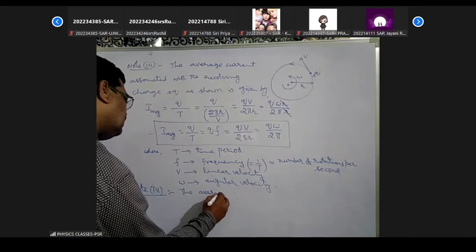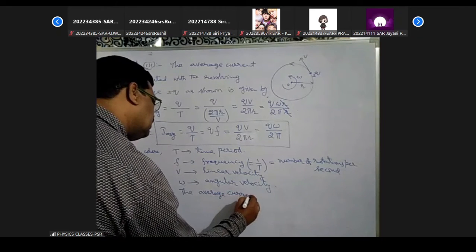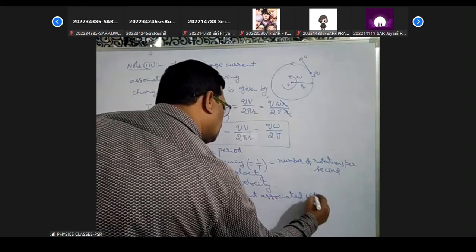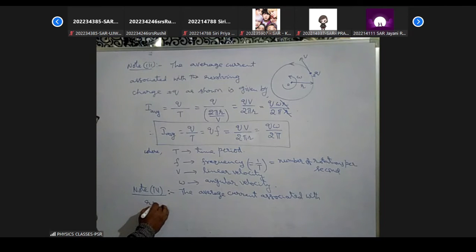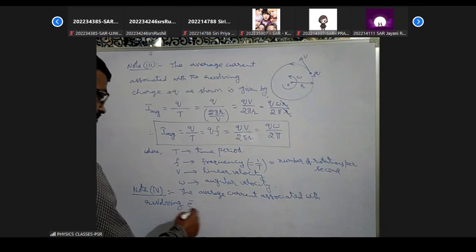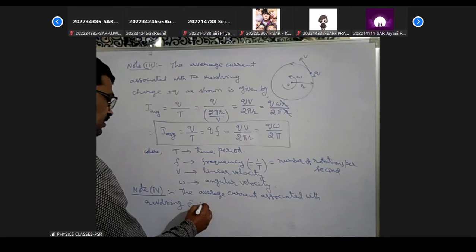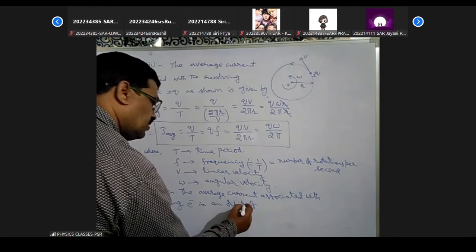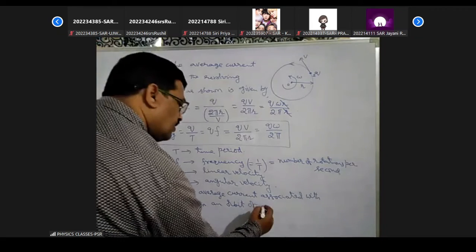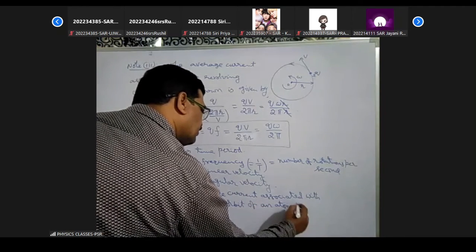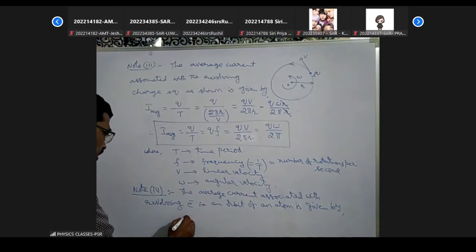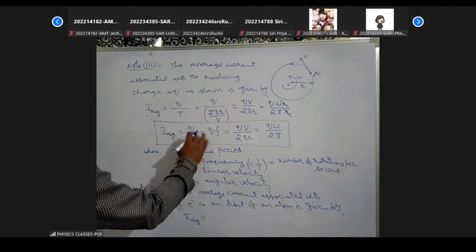The average current associated with the revolving electron in an orbit of an atom is given by I average is equal to same formula. Instead of Q, we write e only.